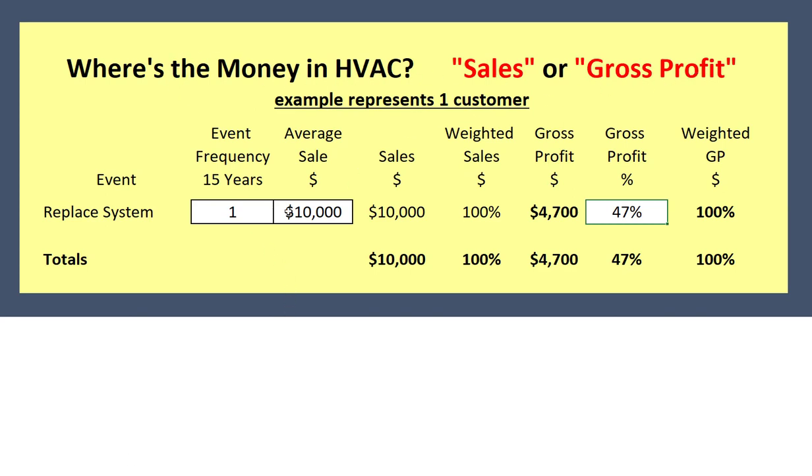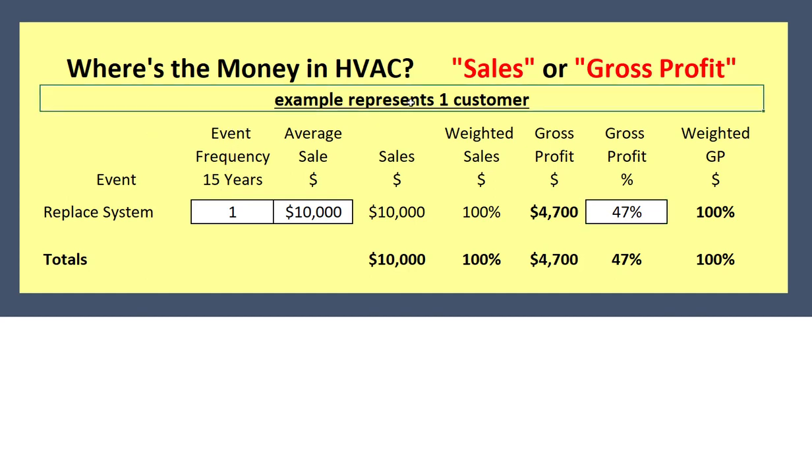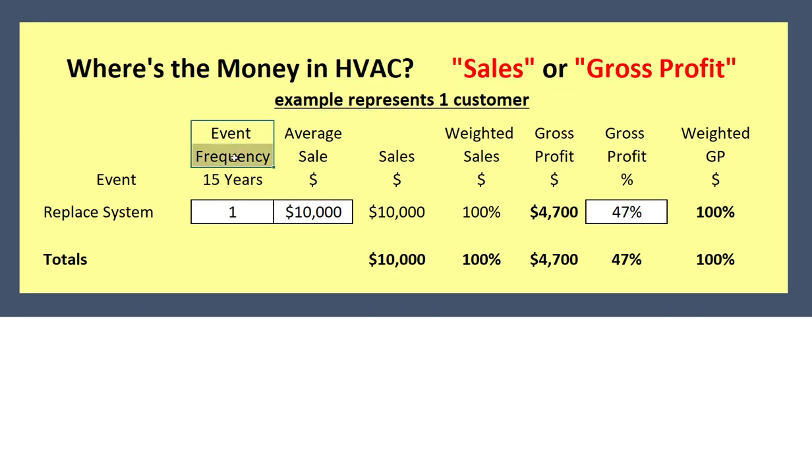Sales or gross profit? Here's a scenario. In all of our examples, we're going to use one customer. For the frequency of the event, we're going to use once every 15 years. We're going to replace their system, and we're going to say the average system here is $10,000. You can plug in your own numbers when you get this sheet.